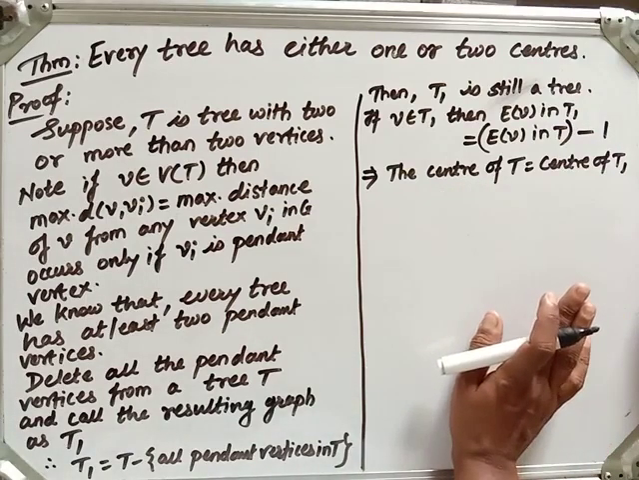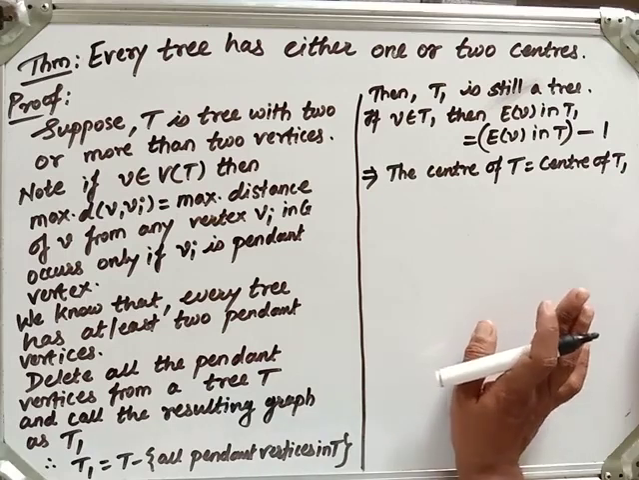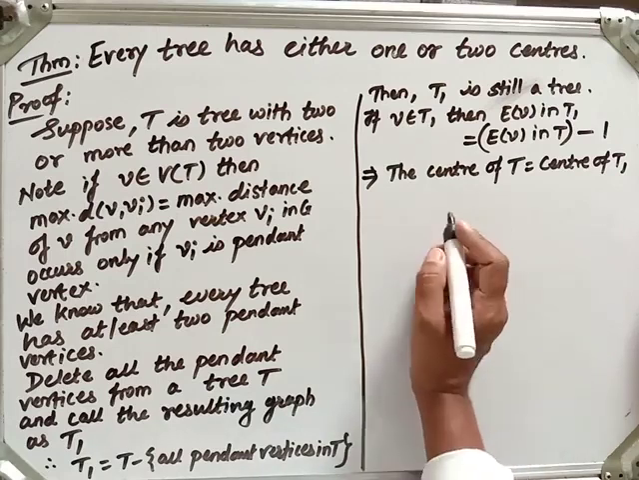The minimum eccentricity vertex won't change. That's why the center remains the same.